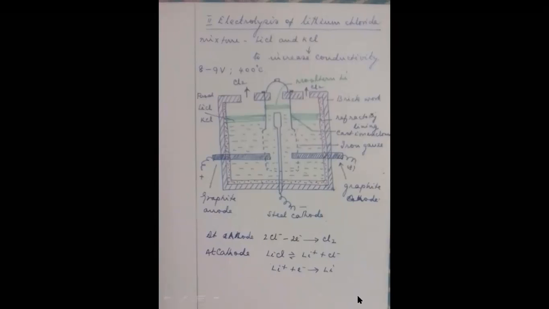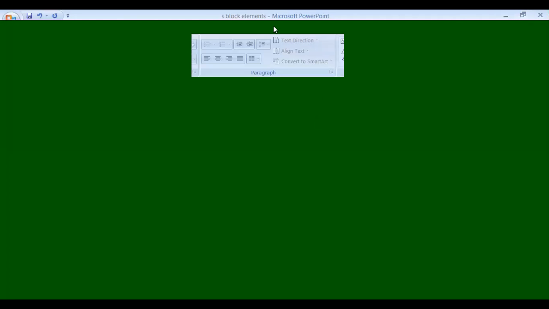At a cathode, reduction takes place. Reduction means decrease in the oxidation state. Lithium plus becomes lithium zero. So reduction. So what is here is the steel cathode where the reduction takes place. Once the reduction is over, all the lithium will float on the solution as molten lithium, which can be extracted easily. So with this, we are completing our lesson.